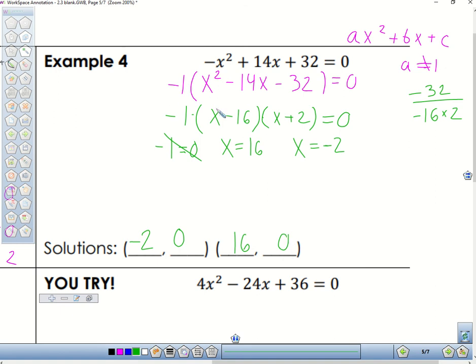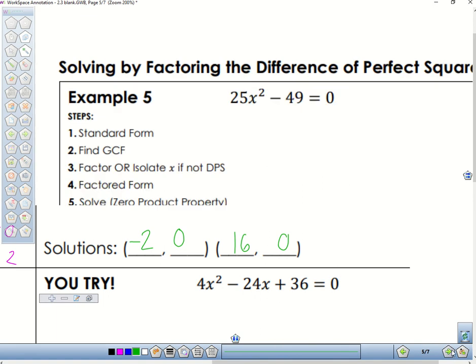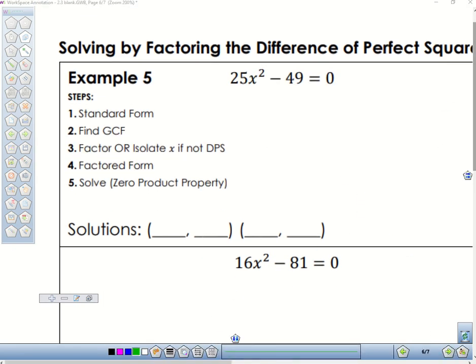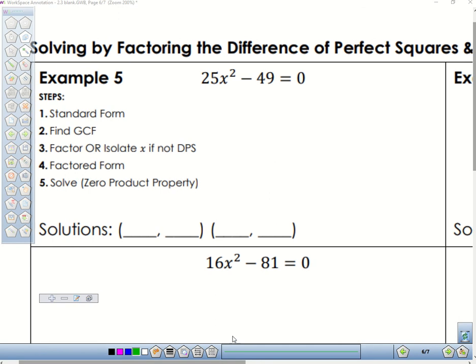So you always set this whole thing equal to 0, and I just did the solving part really quick in my head. It's just x equals 16. Okay? So we're going to skip try for now because I want to make sure we cover everything. So the next thing I want to talk about is solving by difference of squares. We'll do a few of these examples.